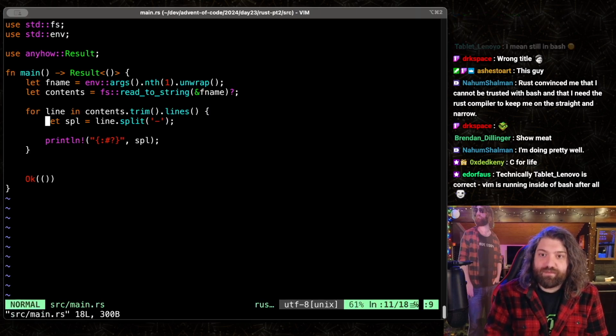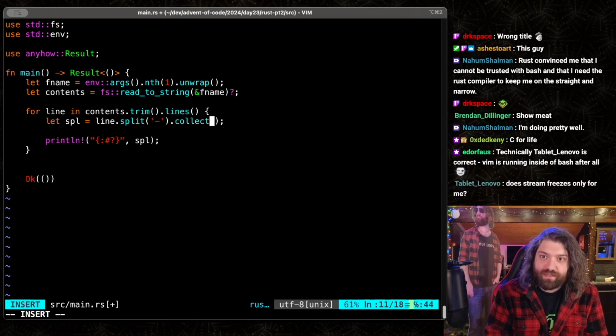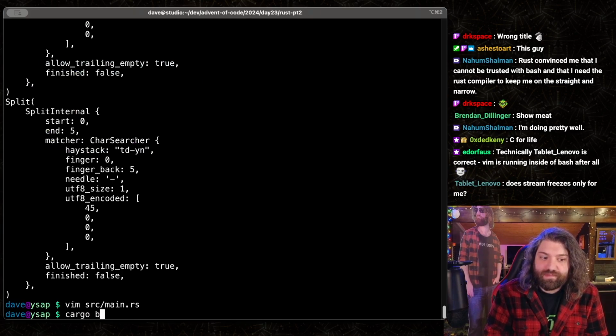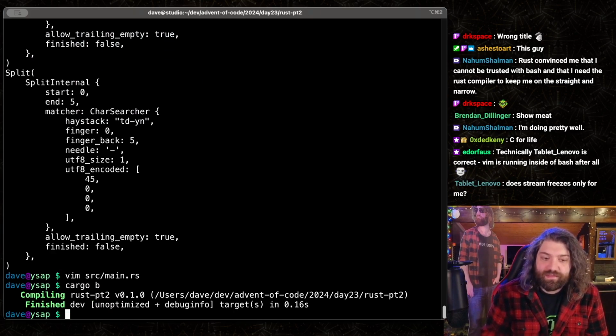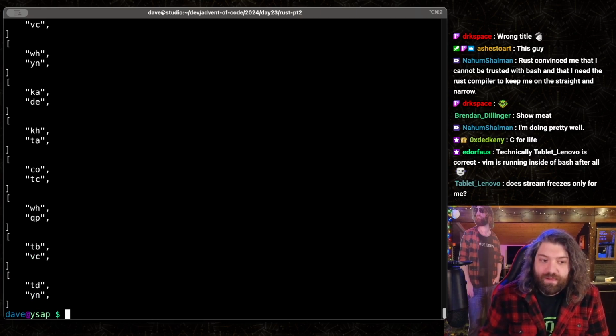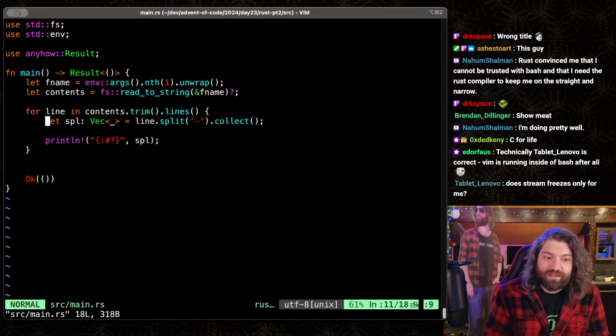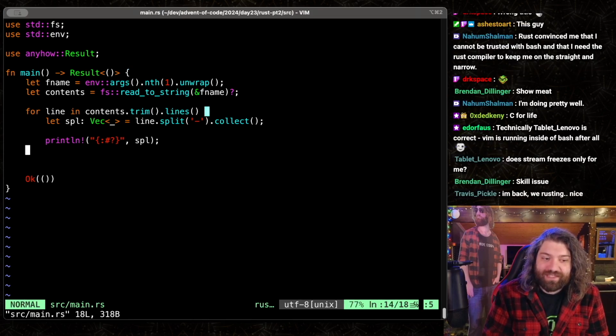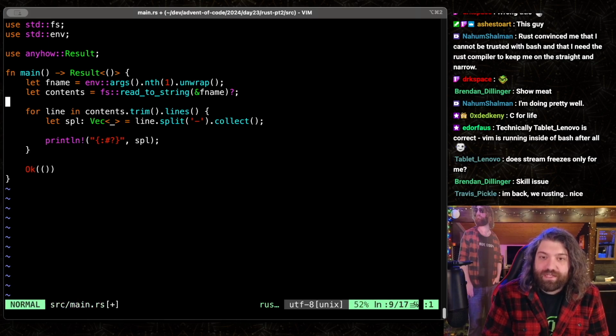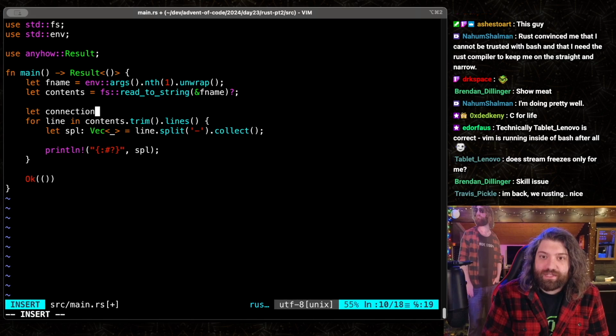When you split something, what do you get here? Do I just collect it into a vec? Okay, this is what I wanted. Cool. Look at how beautiful that is. I'm back. We rustin' nice. That's a fine message. Let connections equal a hash map.